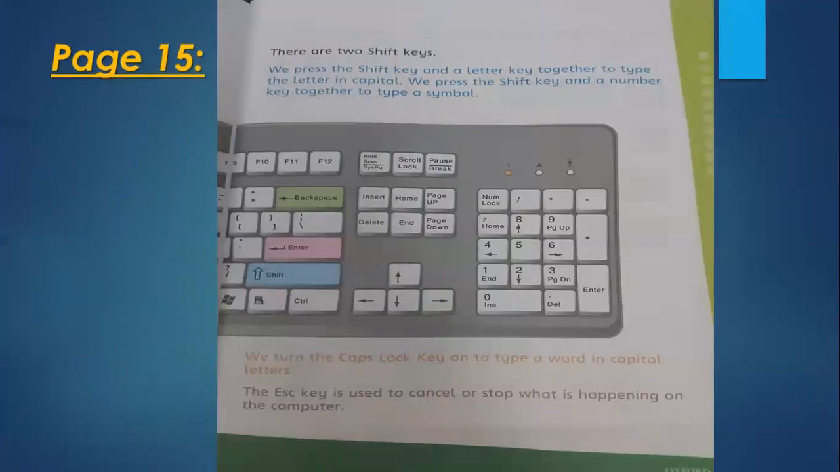Okay, now look at page number 15 of your book. There are two shift keys. We press the shift key and a letter key together to type the letter in capital. We press the shift key and a number key together to type a symbol. Okay, now look before the picture. What they tell us? They tell us about caps lock key and escape key. We turn the caps lock key on to type a word in capital letters. The escape key is used to cancel or stop what is happening on the computer.